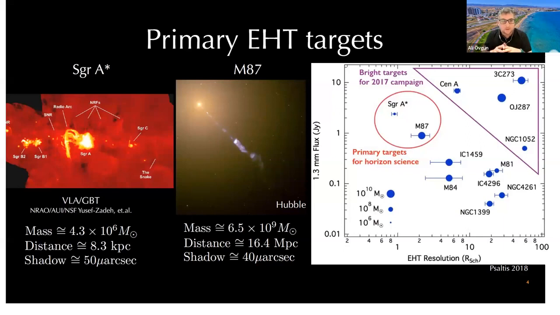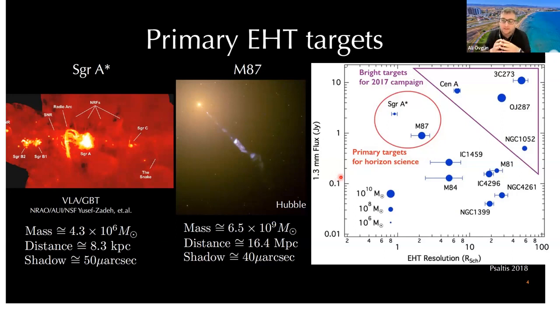So here you can see the properties of these two black holes, shown on the right here. This is trying to give you a summary of how different black holes might appear if you were to image them with the Event Horizon Telescope. On the y-axis, I'm showing you the flux of each of these black holes at 1.3 millimeter, which is the wavelength that the Event Horizon Telescope observes, and the x-axis shows the resolution that the telescope, at least in its current configuration, will be able to obtain.